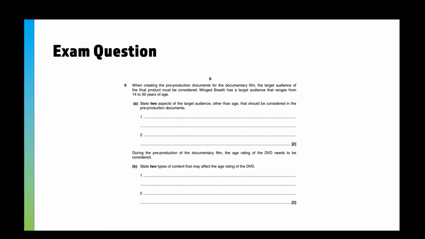So other than age, 2 things that we've spoken about in the video. And then, during the pre-production of the documentary film, the age rating of a DVD needs to be considered. State 2 types of content that may affect the age range of the DVD. So pause the video, answer the question, and we'll go through the answers on the next page.